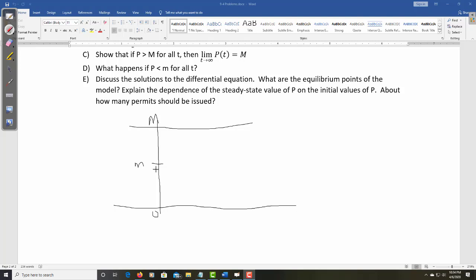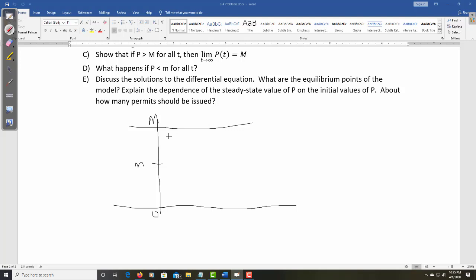What are the equilibrium points? Obviously they're at little m, big M, and 0. That's still the same. But explain the dependence of the steady state value of P on the initial values of P. I believe they're actually talking about the steady state being M. So if you're closer to this, you'll increase toward it. If you're closer to this, that means you'll go down to 0. So it'll affect your function, really, more than anything else.